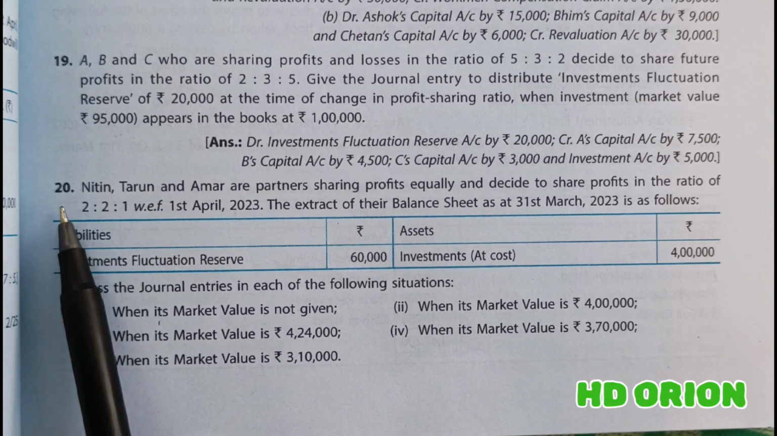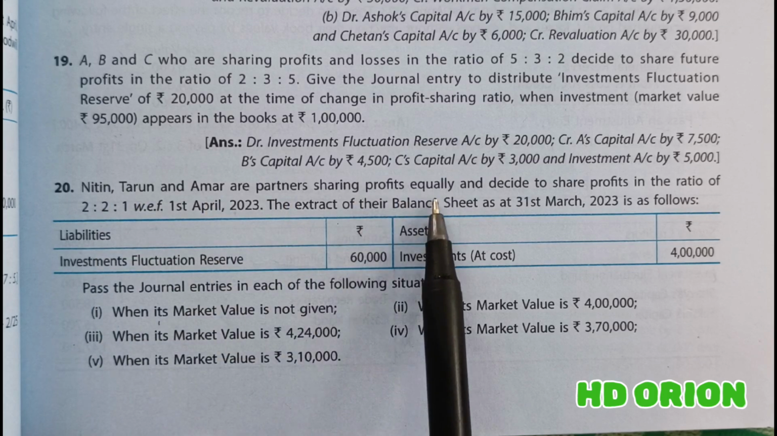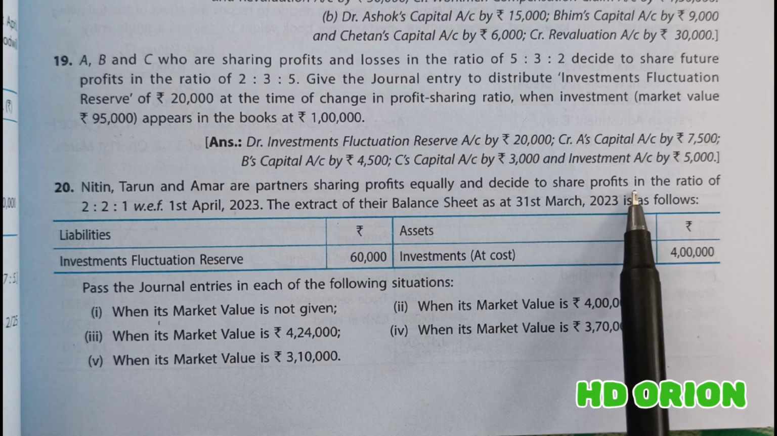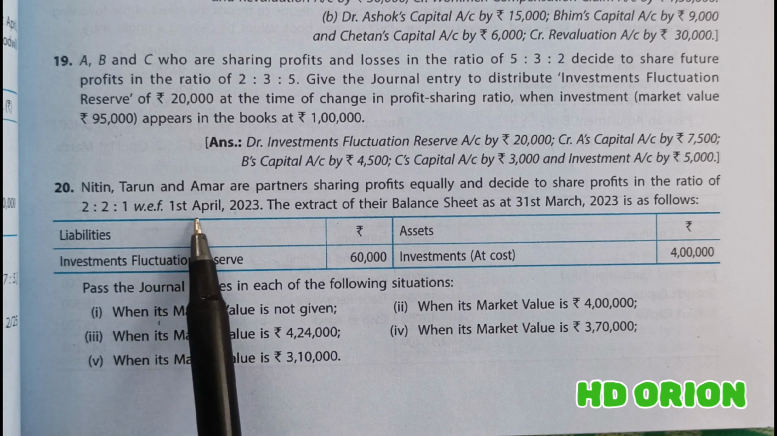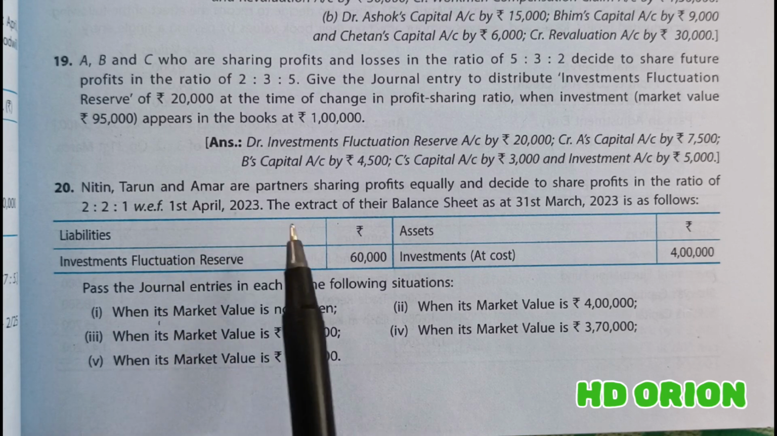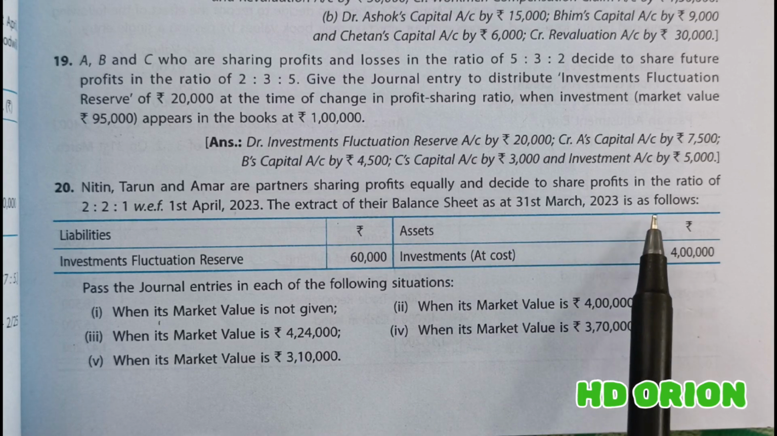Now let us see question number 20. Nitin, Tarun and Amar are partners sharing profits equally and decide to share profits in the ratio of 2:2:1. So there is a change in profit sharing ratio with effect from 1st April 2023. The extract of balance sheet as at 31st March 2023 is as follows.